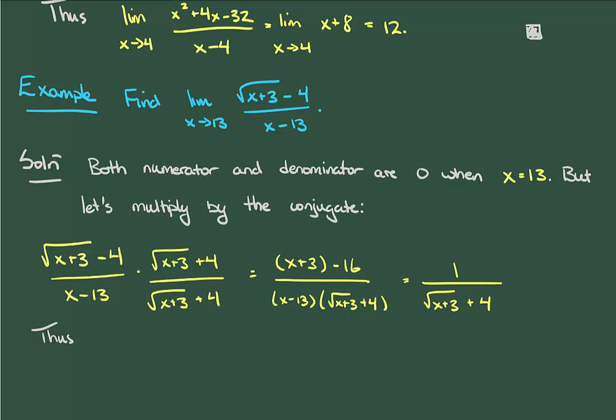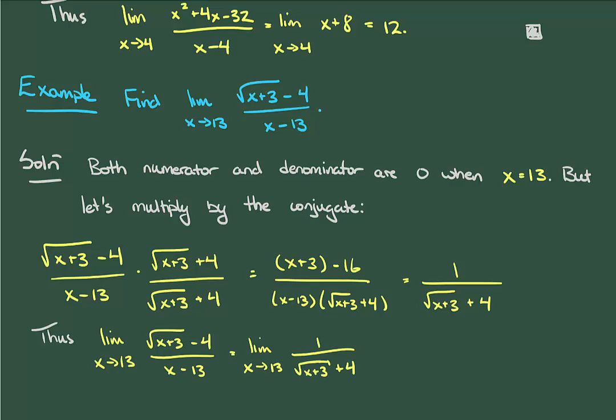This new form is well behaved near x equals 13, so we can plug it into our limit and evaluate to get out the answer, which we find is 1/8. Okay, so generally what have we learned? Well, we've learned that sometimes we need to manipulate a function in order to determine the value of its limit.